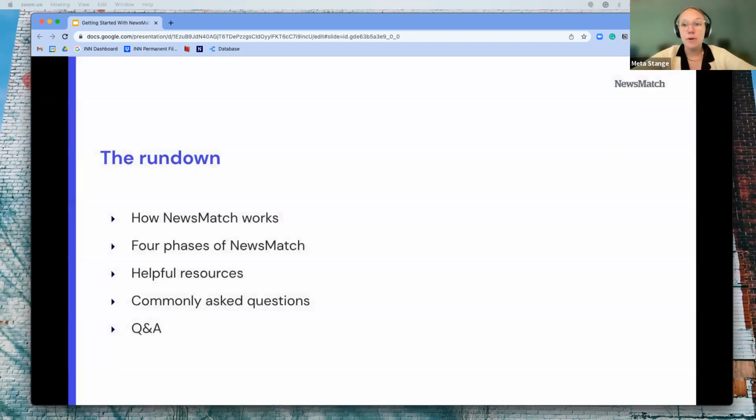Here's a quick overview of what we'll be covering today. First, we'll review the fundamentals of NewsMatch, including a little bit of program history and program objectives. Next, we'll address the 4 phases of NewsMatch. This is what you can expect from the campaign period, which starts now and runs through January. Finally, we'll share some resources that are available to you now, as well as an overview of training and coaching for the summer and early fall. We'll have some commonly asked questions weaved in throughout the presentation.